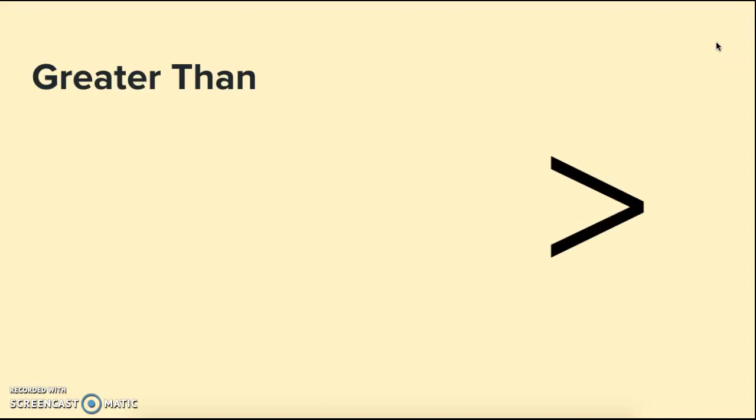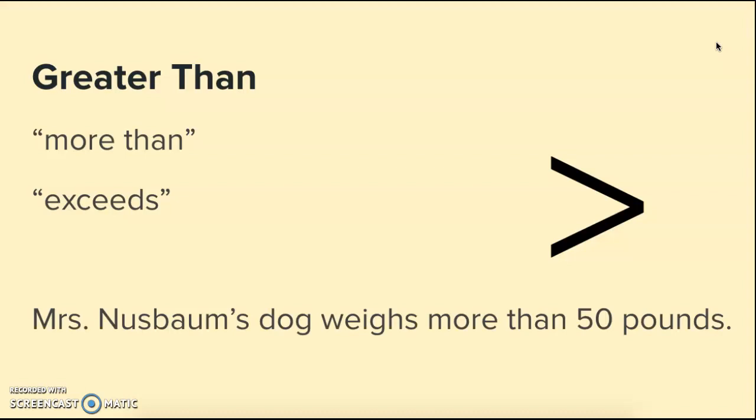The first symbol should look familiar to you. This is the symbol for greater than. Other words that tell you we're talking about greater than would be more than or exceeds. An example of greater than in our regular lives would be, Mrs. Nussbaum's dog weighs more than 50 pounds. I could say D for her dog is greater than 50. I don't know the exact weight of her dog, but I know that he's big and that he weighs more than 50 pounds. That's an example of greater than.